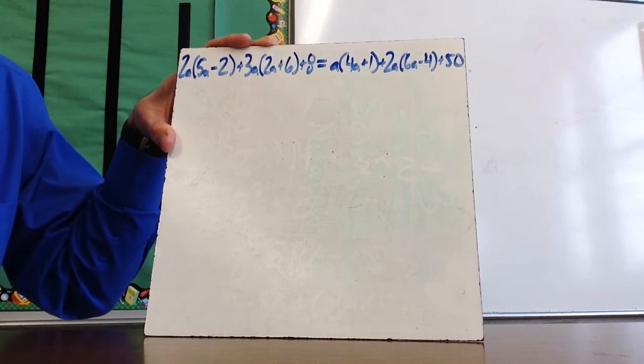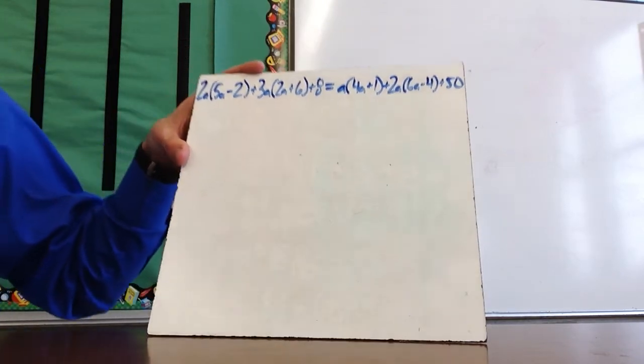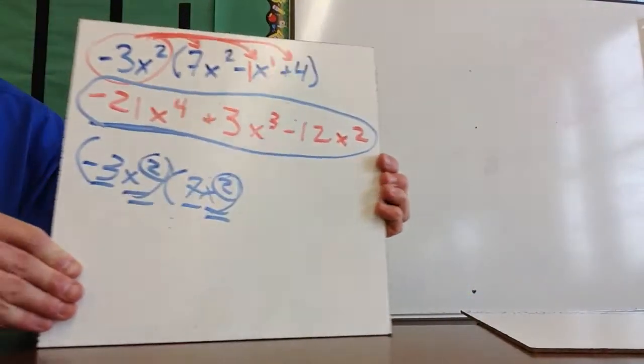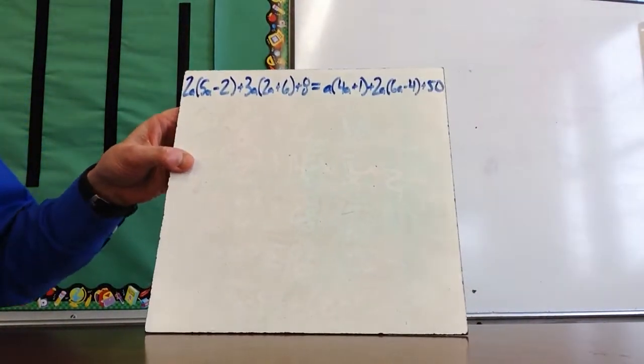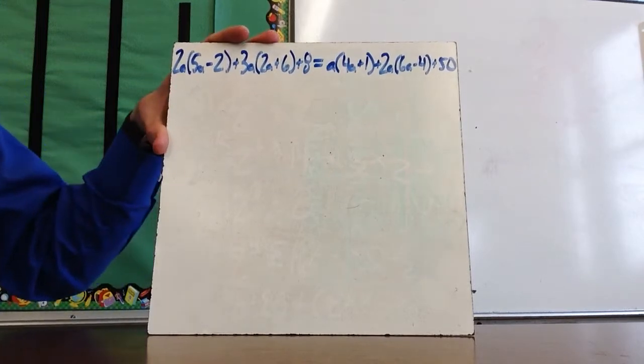Now, the biggest difference between this and the problems we were doing in the past is you'll notice these problems did not have an equal sign, right? These are called expressions. And this, because of the equal sign, is an equation, which means we're going to actually get a final answer.